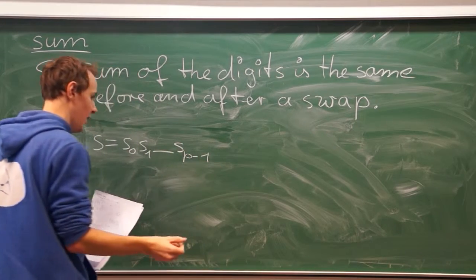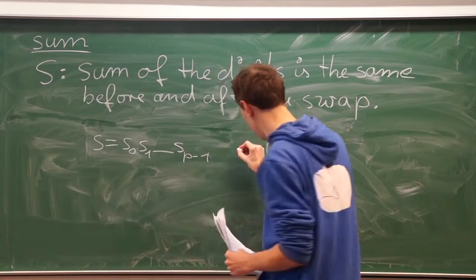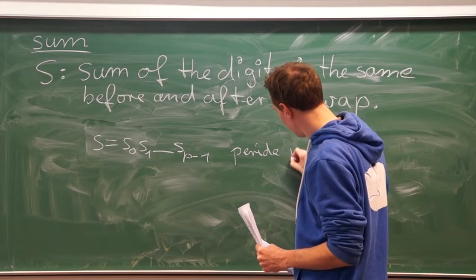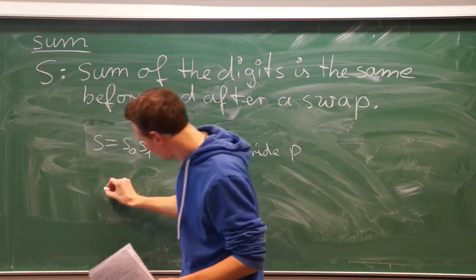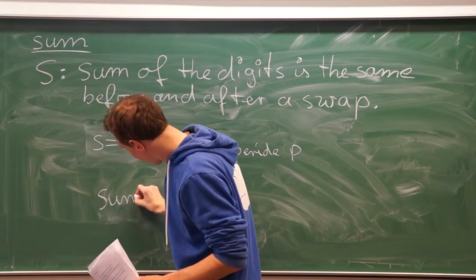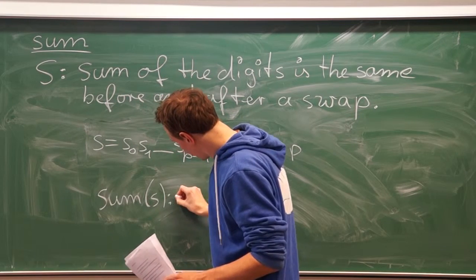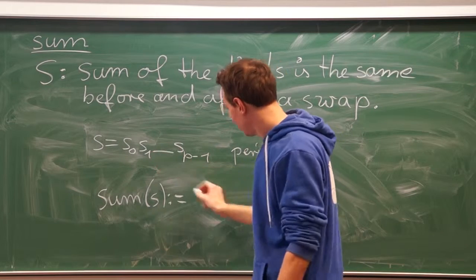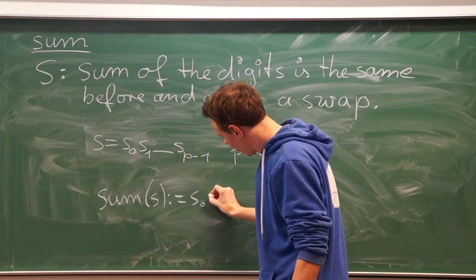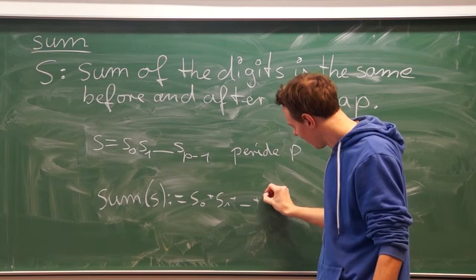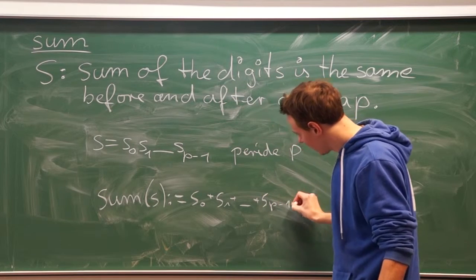Bit 1. And the period is, of course, P. So we define the sum of all these digits like this. We just take the first one, then the second one, and so on, and we go up to P minus 1.